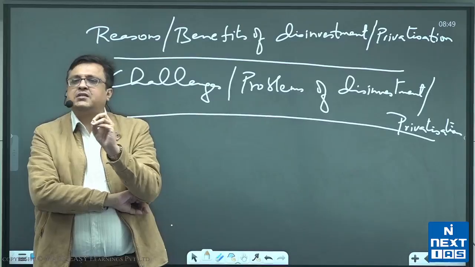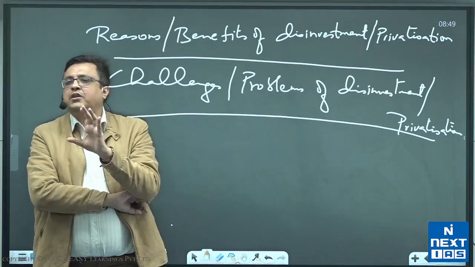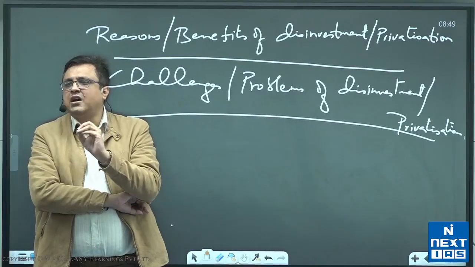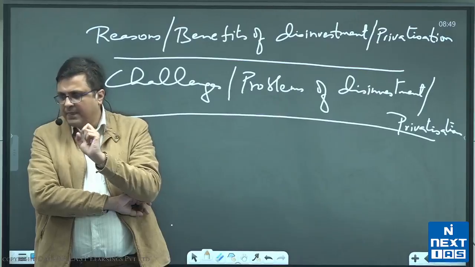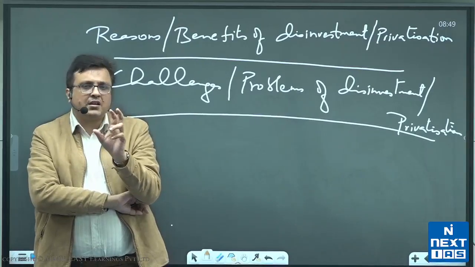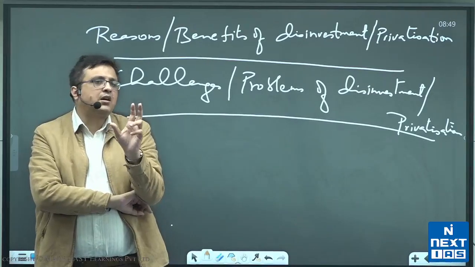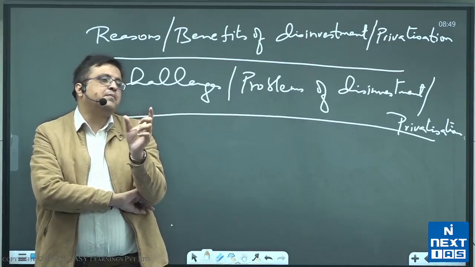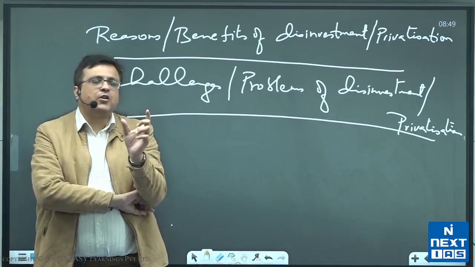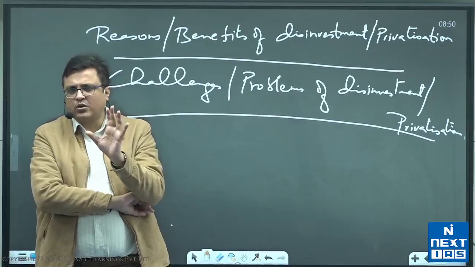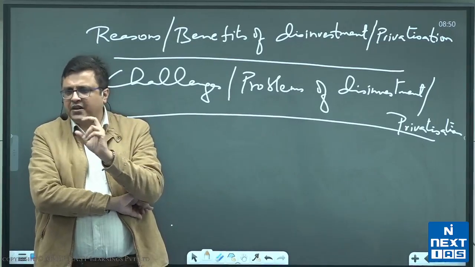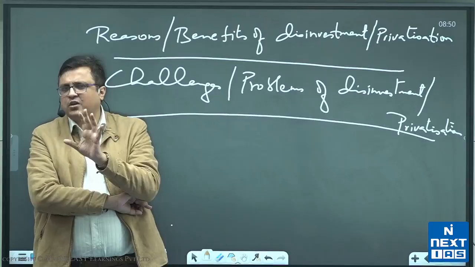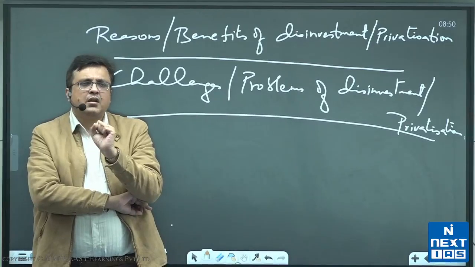In 1997, we sold a company called Videsh Sanchar Nigam Limited, VSNL. And this Videsh Sanchar Nigam Limited was sold to Tata Group. It became Tata Teleservices. This company was sold to Tatas for around 1,600 crore rupees. It was 1,597 crore. So say 1,600 crore rupees it was sold for.